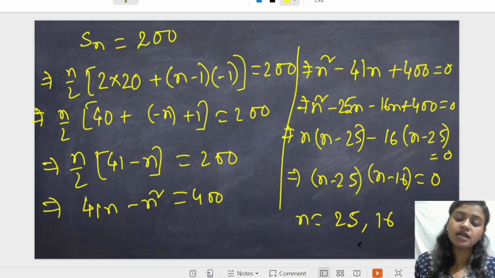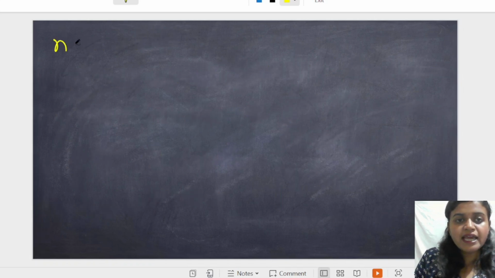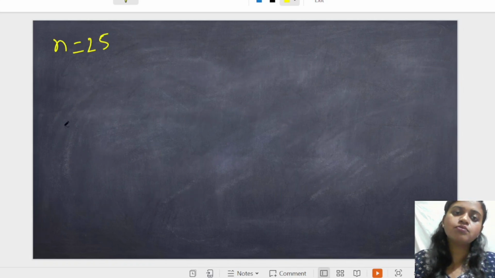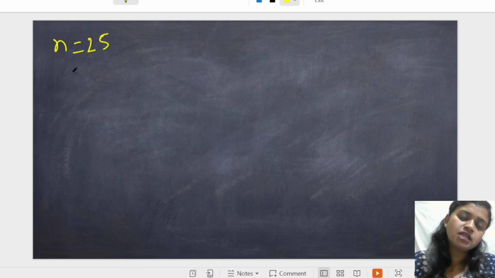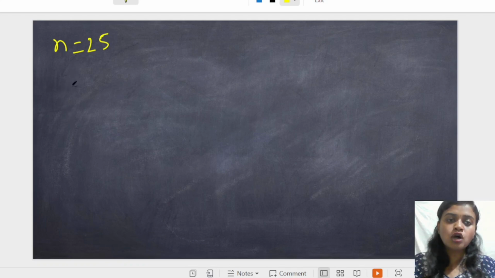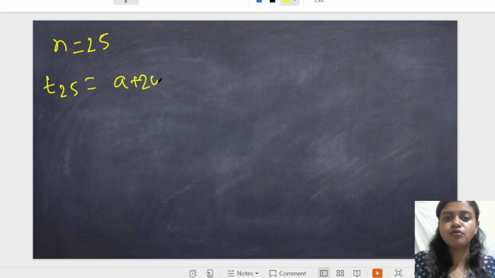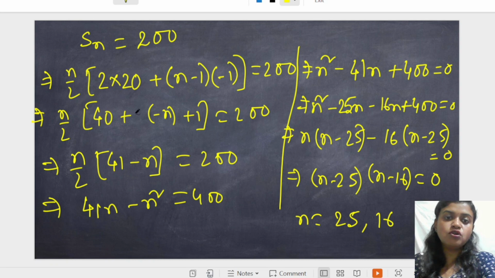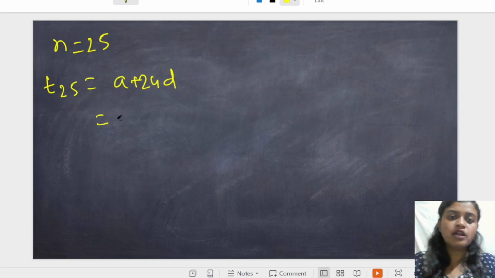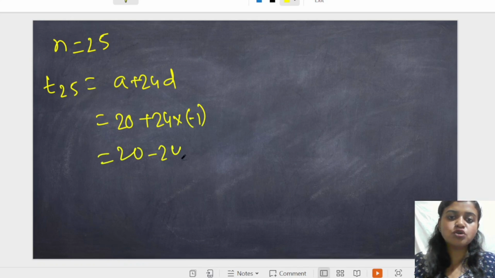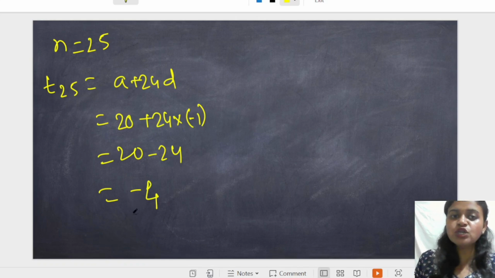So what should we take? If I take n equals 25, it means the highest number of rows will be 25. Then we have to find how many logs will be contained in this row. So T25, because you can write a plus 24d. The value of a is 20, so 20 plus 24 into d, where d is minus 1. That is 20 minus 24, that is minus 4. So in the 25th row, there is minus 4.